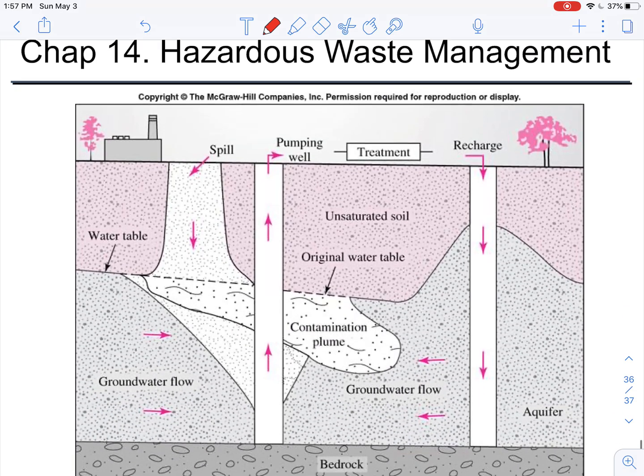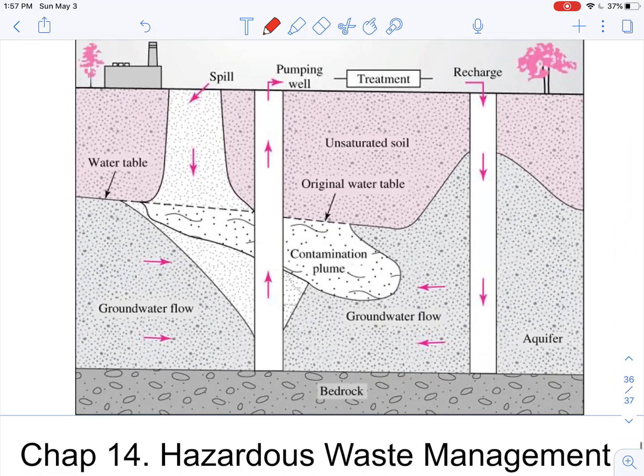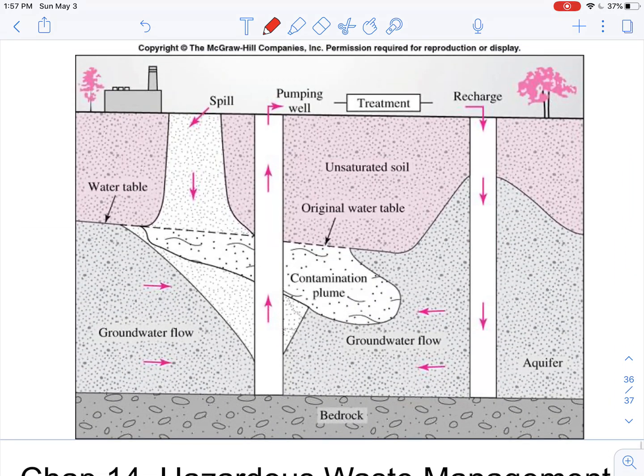So here is a diagram showing this pump and treat method. Okay, so you can see that, for example, an industry accidentally caused a spill of chemicals which are hazardous. Then they can permeate through the unsaturated soil, right? They can also get penetrated through the groundwater flow. And once that happens, we know we have a problem here. For example, this is the contamination plume, right?